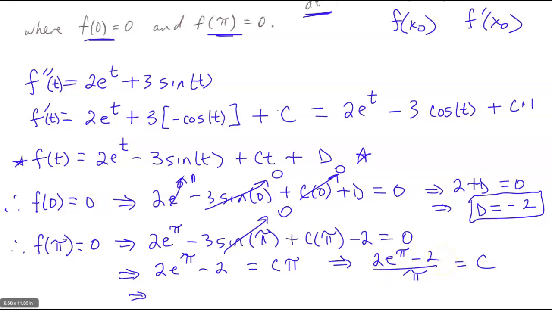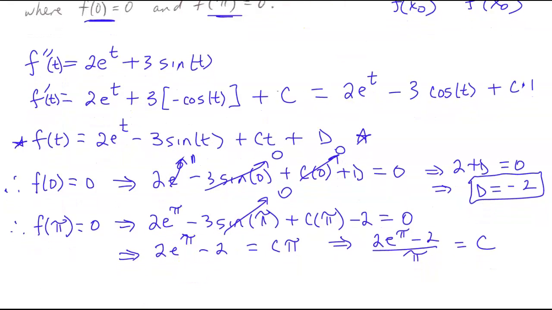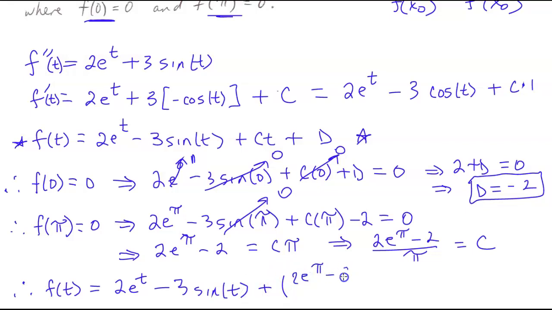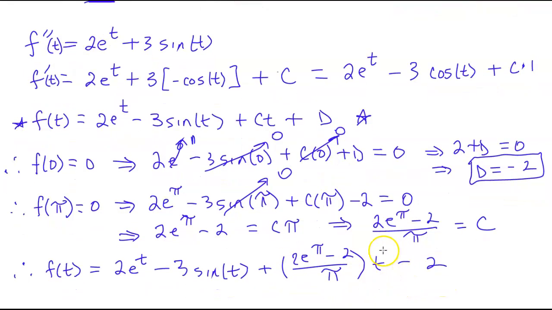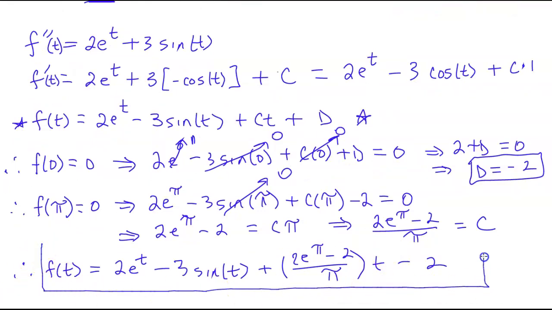And so that would be what our other arbitrary constant ends up being. I know it's not the prettiest thing, but it is what it is. So our final answer will just end up being 2e raised to the t minus 3 sine t plus, and then we'll write in all that stuff for what c represents, and then minus 2. And so this ends up being our final answer for this particular problem.